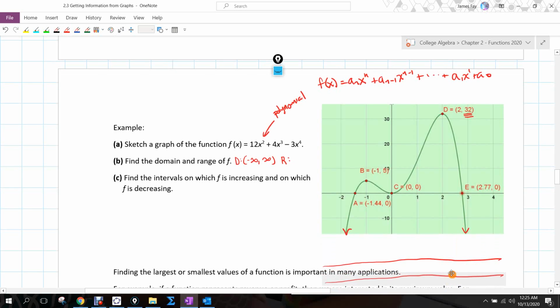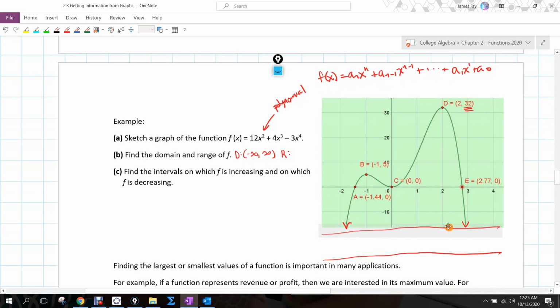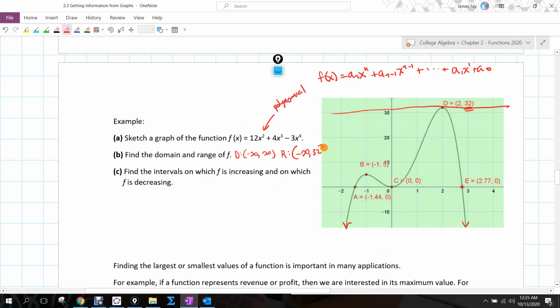any negative number that I see down. My biggest negative number will be negative infinity that I encounter. As I move up, my largest y value that I encounter will be 32. So my range is negative infinity up to 32, and I can incorporate 32. So that's my range. Now it asks us to find the interval on which this thing is increasing and decreasing.